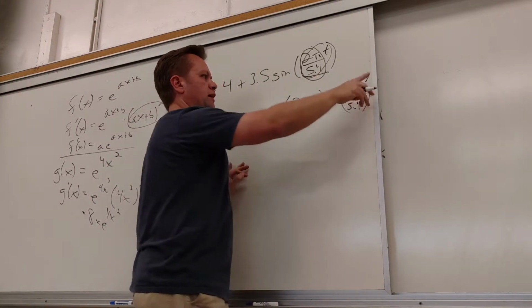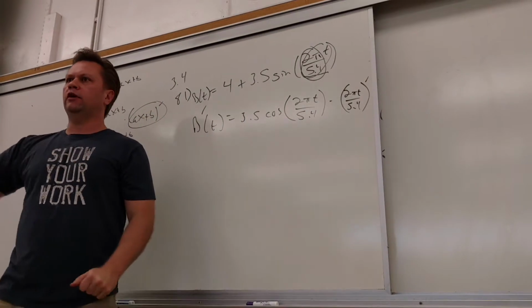And what's the derivative of 2 pi t over 5.4? 2 pi over 5.4. The coefficient.